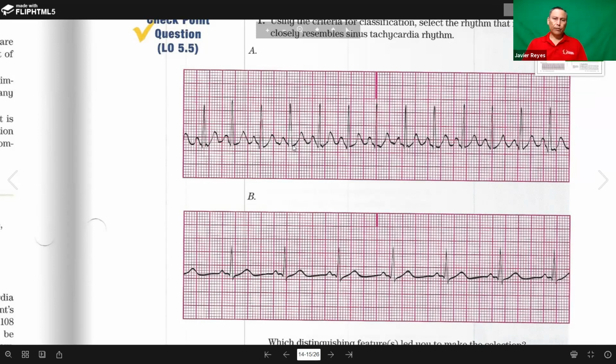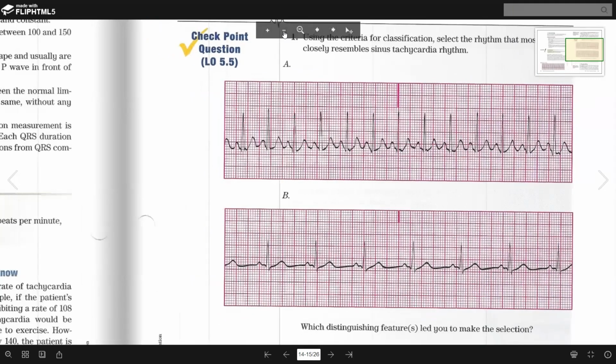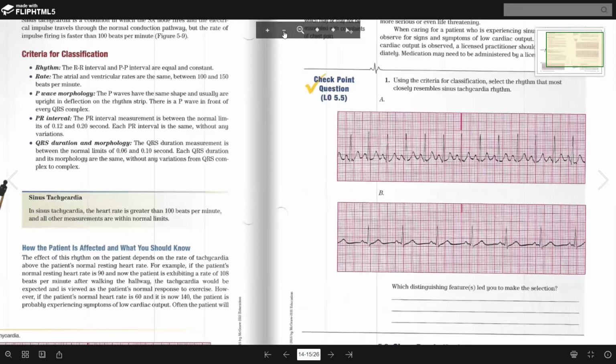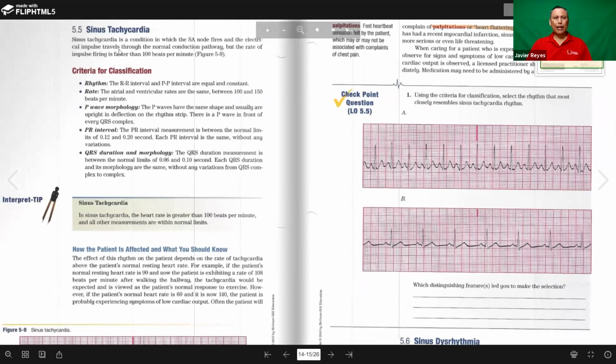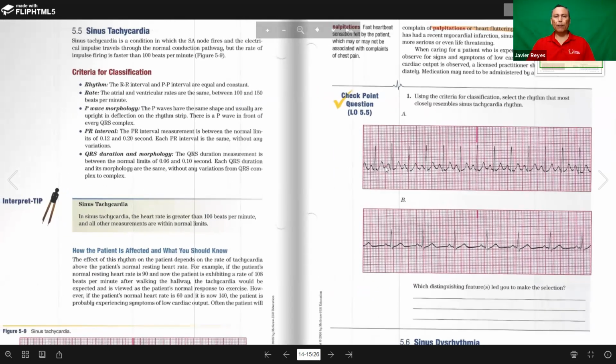It's on page 134. Tachycardia. Sinus tachy. Remember, if you have a P wave, it's a sinus. Tachycardia. And you have to evaluate everything else in between. The P wave morphology, it looks all the same. What about the PR interval? Is the PR interval the same?